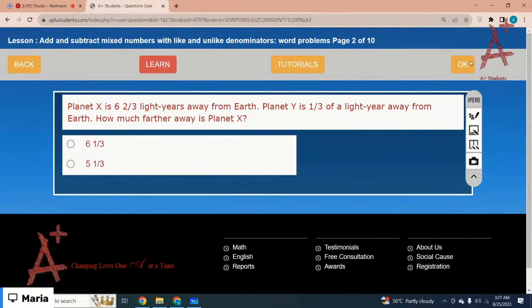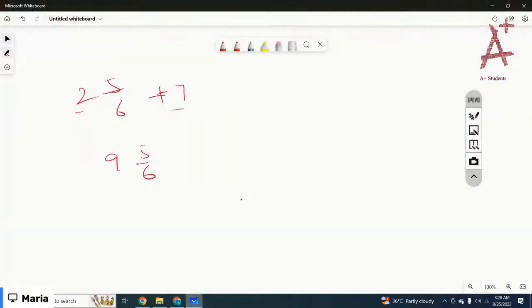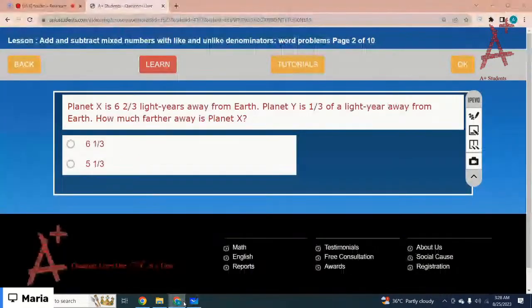Planet X is 6 whole 2 over 3 light years away from Earth. Planet Y is one third of a light year away from Earth. How much farther away is planet X? So you have to subtract, right? 6 whole 2 by 3 minus 1 by 3.